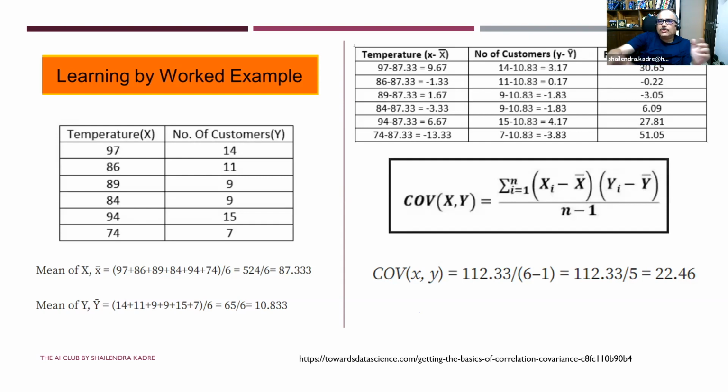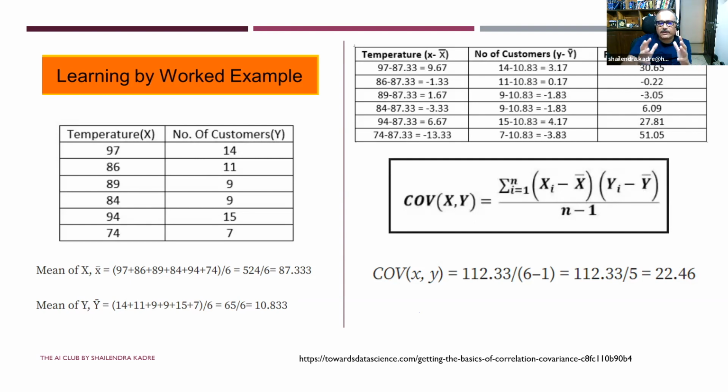Product. So now here, see, 9.67 into 3.17, the product is 13.65. Minus 1.33 into 0.17, the product is minus 0.22. Like that, he has taken the corresponding product of all the two columns. So now I have x minus x bar into y minus y bar in the third column of the right hand side table.